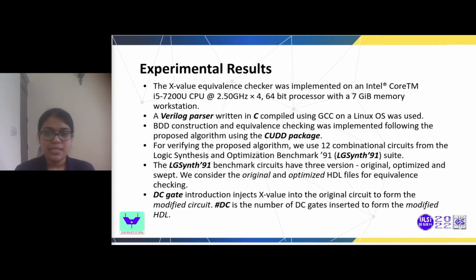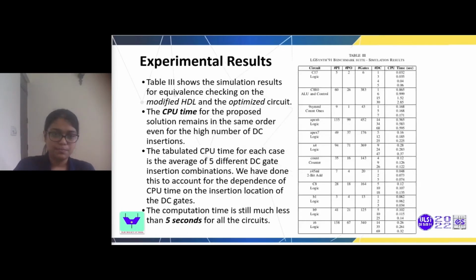The system used is an Intel Core i5 7200 CPU at 2.5 GHz with 4 cores and a 64-bit processor. The Verilog parser written in C is compiled using GCC on Linux operating system. BDD construction and equivalence checking was implemented using the Colorado University Decision Diagram package. For verifying the proposed algorithm, we used 12 combinational circuits from the Logic Synthesis and Optimization Benchmark Suite. The Logic Synthesis and Optimization Benchmark Suite has three versions: original, optimized and swept HDL. We consider the original and optimized HDL files for equivalence checking, in which DC gates are injected into the original HDL to form the modified HDL.